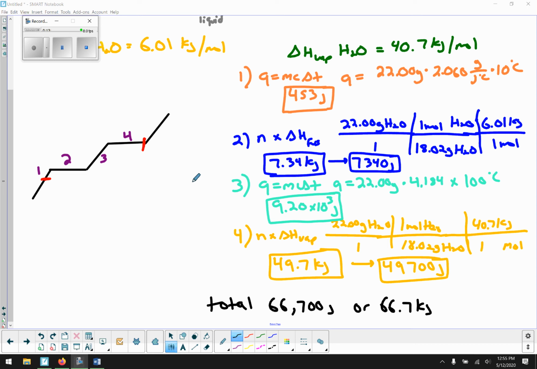If it then asks you to raise the temperature of the vapor from 100 to, say, 130 degrees, you would literally just do a 5th problem. That's all you would have to do.